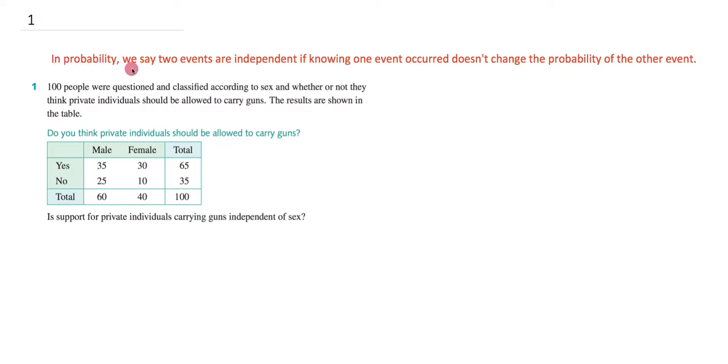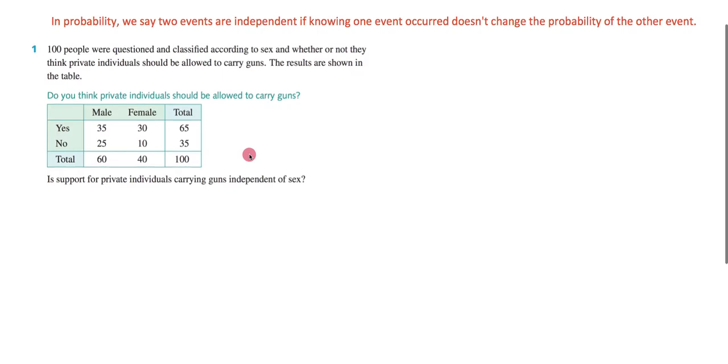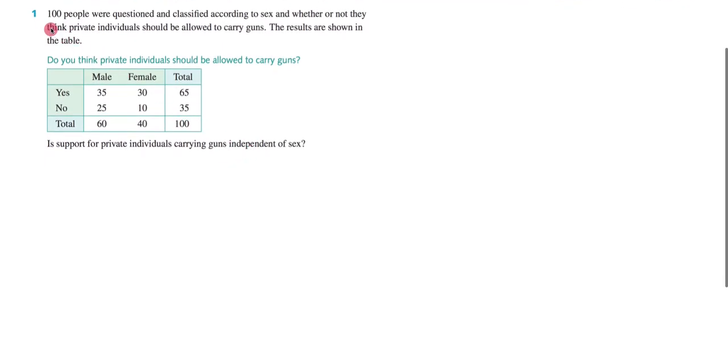In probability, we say two events are independent if knowing one event occurred doesn't change the probability of the other event. So this is in direct contrast to what we learned in our last exercise about conditional probability. In terms of conditional probability, if we know one event occurred, that is going to change the probability of the other event.